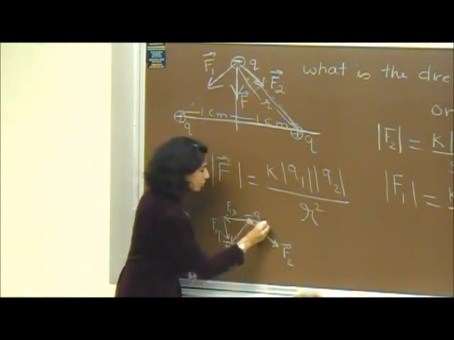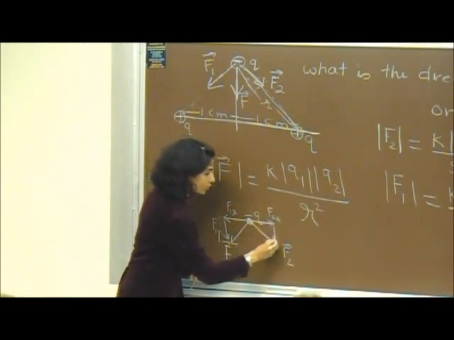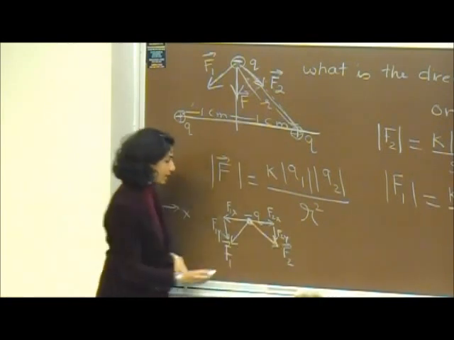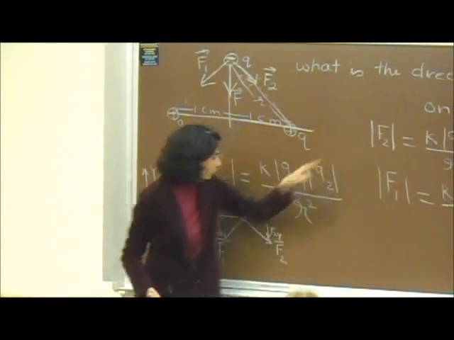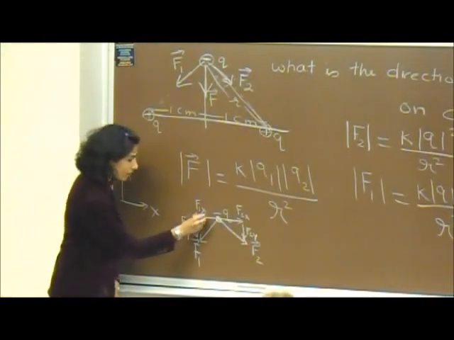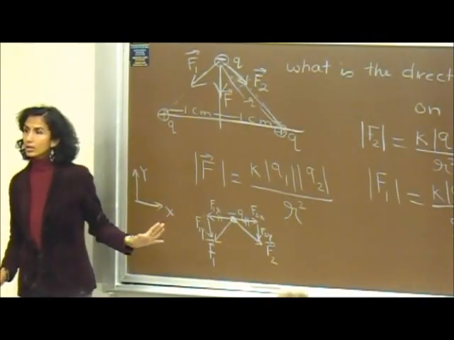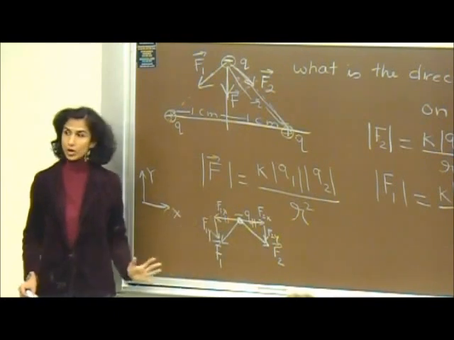Similarly, for this force F2, which is like this, we can break it into components. One will be like this. This will be F2x. This will be F2y. And again, are you seeing that in these two cases, since F1 and F2 have the same magnitude, is everybody agreeing that F1x and F2x will cancel each other out? Because they are going to be equal magnitude and they are pointing in opposite directions.